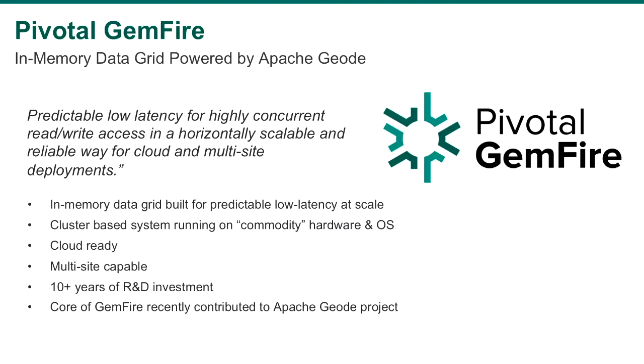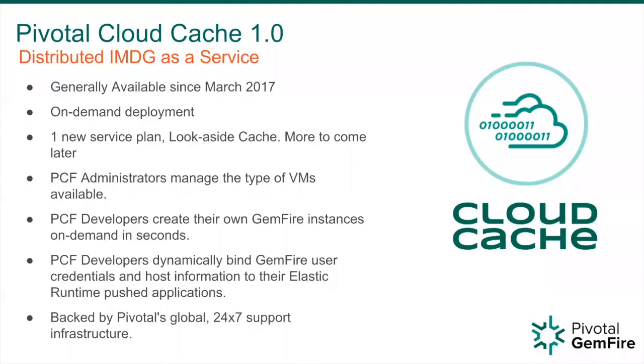We'll be going much deeper into GemFire in a moment, but before we do so, let's complete the picture by talking about a new in-memory managed service for Pivotal Cloud Foundry. The product that I'm referring to is Pivotal Cloud Cache, which is the first version of a caching as a managed service offering on Pivotal Cloud Foundry. Our goal is to make on-demand deployment as easy as possible.